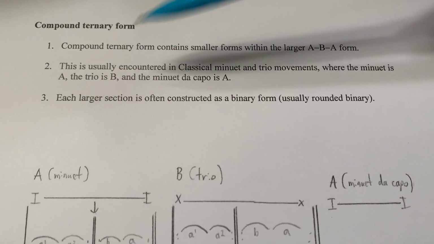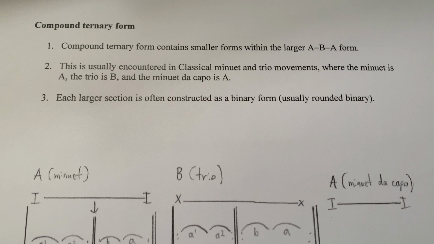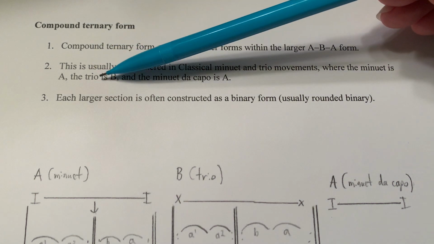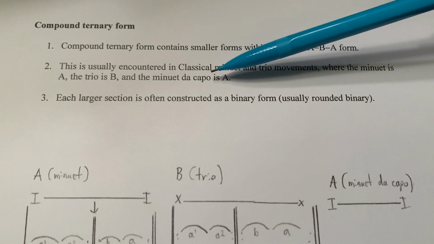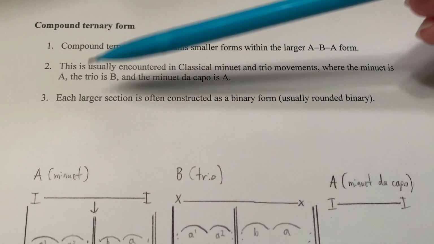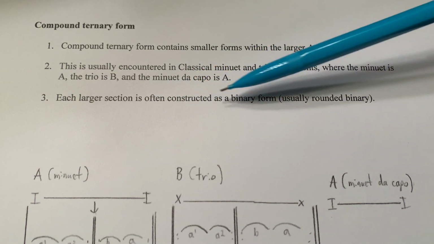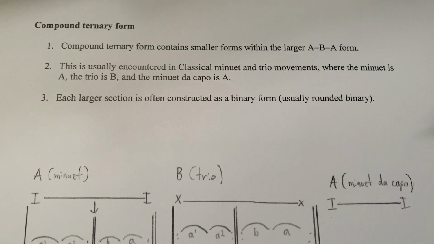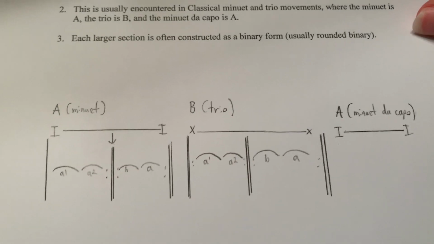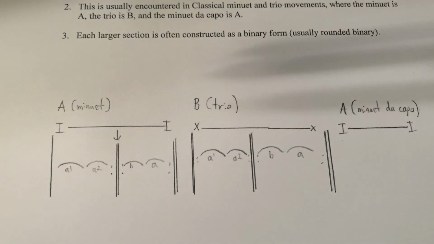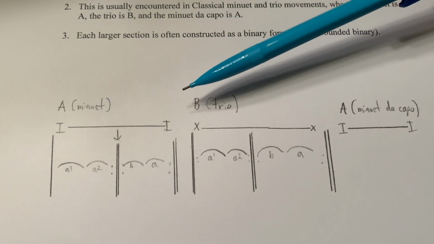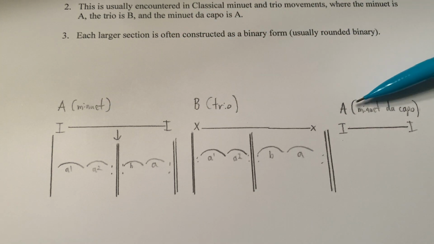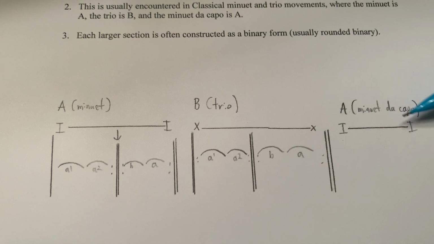We usually encounter this in the classical minuet and trio movement, where the minuet is the A, the trio is B, and the minuet da capo is A. Then each larger section is often constructed as a binary form, usually a rounded binary. So this is what I've shown you here. This is just an imaginary diagram of a compound ternary form. A minuet, B trio, then A minuet da capo. If they just write da capo, that's implied to be a repeat of the beginning.